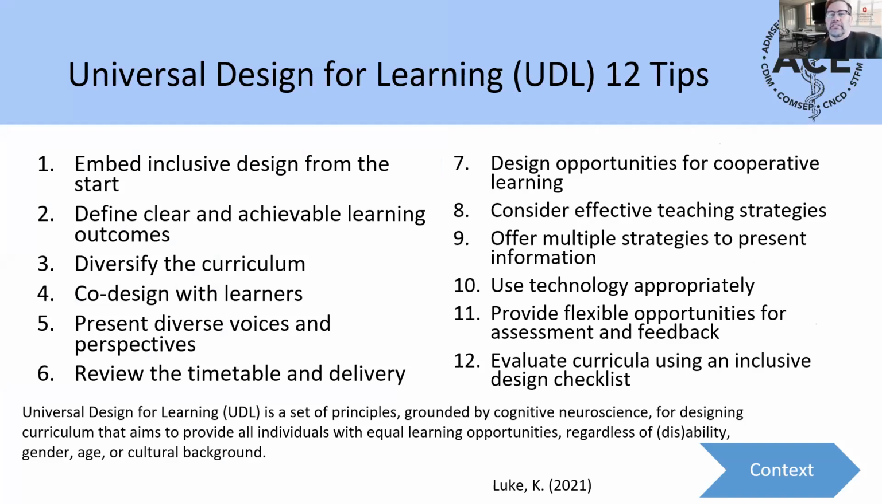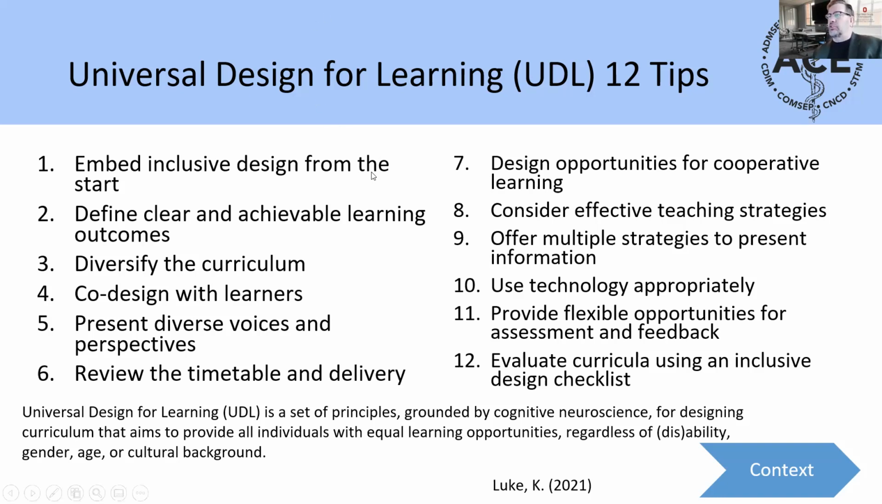Another way to think about design is this idea of universal design for learning. And it's really a set of principles that aims to provide individuals with equal learning opportunities regardless of ability, gender, age, cultural background. And while its intent is to encourage diversity and inclusion, really the evidence shows that it supports learning for all learners. So it's kind of like the idea of the curb cuts, right? They were designed for one purpose, but it really benefited a lot of other folks.